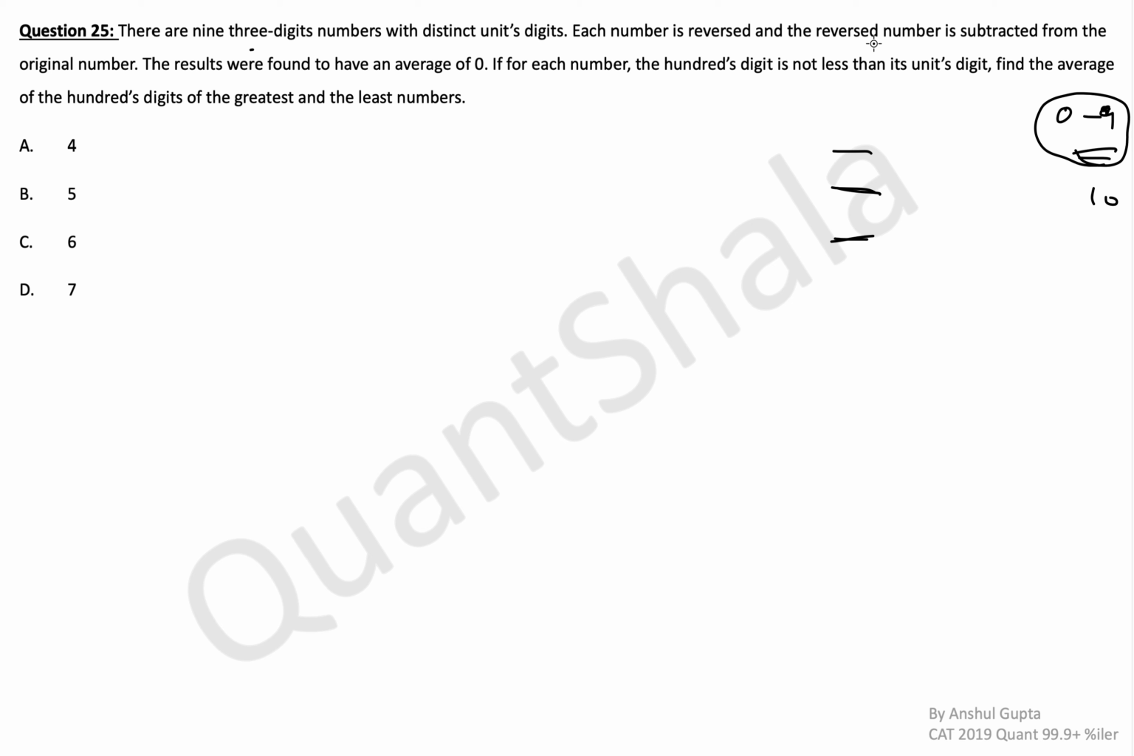Each number is reversed, and the reversed number is subtracted from the original number. Okay, the results are found to have an average of 0. So let's see what we get from this subtraction. If there is a number called xyz, you take a reverse of this number. First of all, what is this number? This is 100x plus 10y plus z. If you take the reverse of this number, what does it become? zyx.